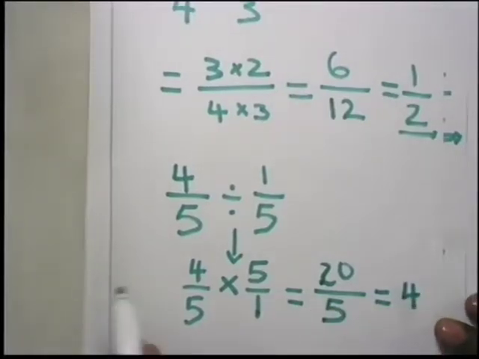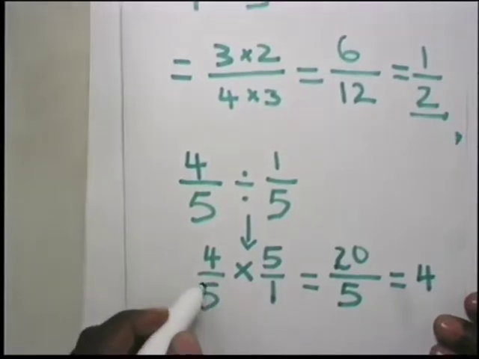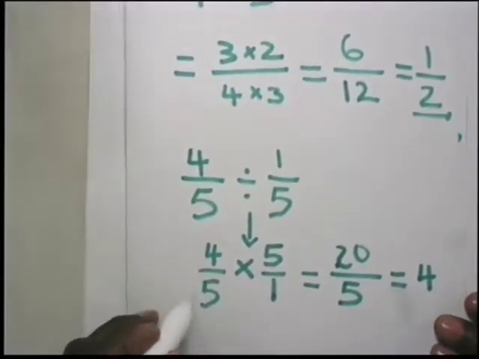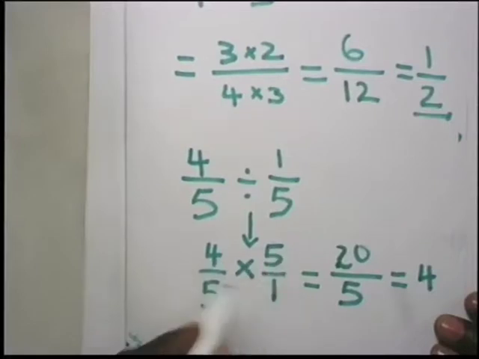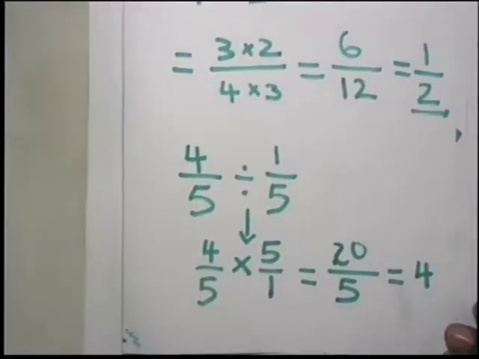Others would go for a method called cancelling. You realize that 5 goes into itself once and it goes there once, and then even in the end you are just left with 4 or just 4 over 1. So that's in a nutshell how we deal with issues of fractions.